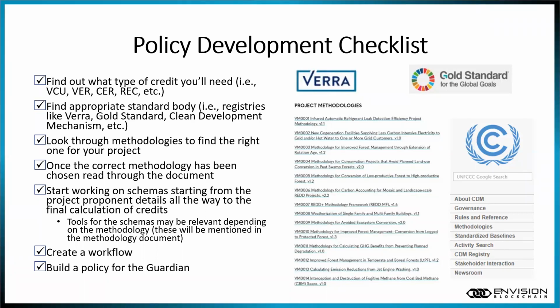Finding the appropriate standard body is heavily dependent on the type of credit you choose. So for example, if you want a VCU, you'll have to use Verra, or if you know that you're going to be using Verra as your standard body, then the type of credit you'll be receiving is a VCU.